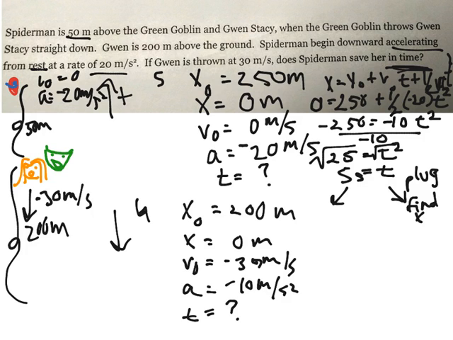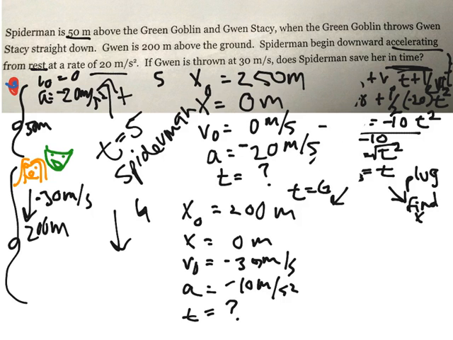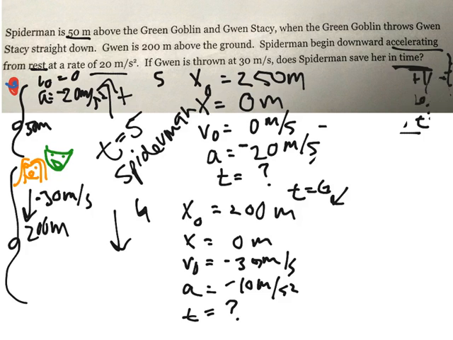And then the other one is, again, solve for Gwen's time, how long it takes her to get to the ground. So I'm going to erase this. We know that t equals 5 for Spider-Man. And then let's solve for Gwen's time, and then I'll show you what I think is the mathematically easier way to do it.